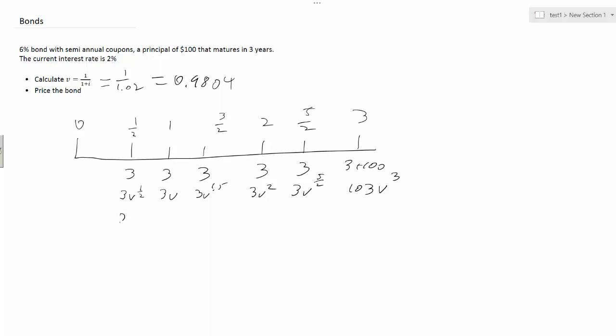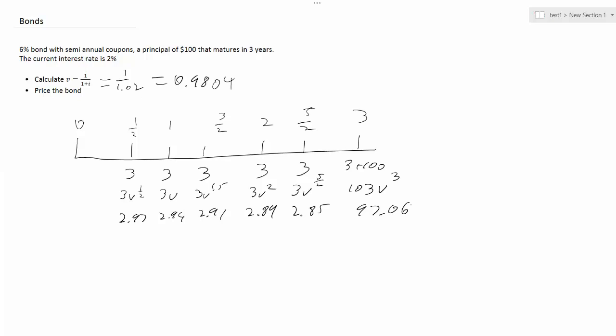So calculating the present value of all those pieces of cash flow, this first $3 is worth $2.97. This second one is worth $2.94, then $2.91. I mean, they're worth less and less because I have to wait longer and longer to get them. $2.89, $2.85, and the final payment is worth $97.06.